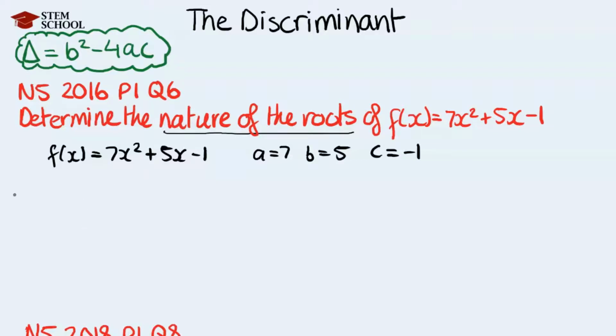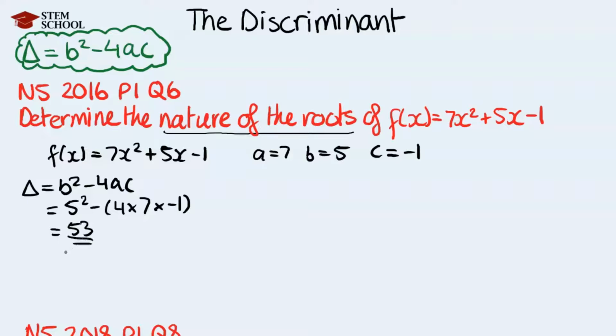And then the next step is just to write the discriminant equation. So the discriminant equation is b squared minus 4ac, and then just substitute the values that you've identified. So we have 5 squared minus 4 times 7 times minus 1. Then when you compute that, what you'll get is 53. For these types of questions, after you work out the actual number value, you have to add a sentence, right? And that's your conclusion where you describe the nature of the roots.